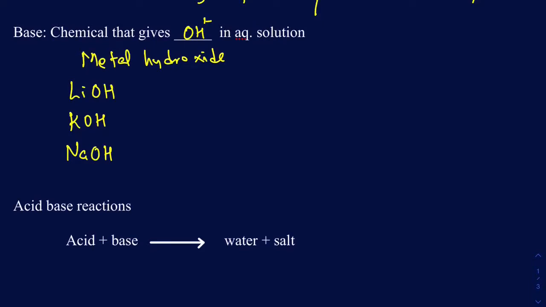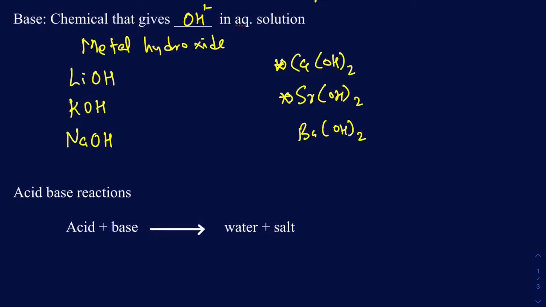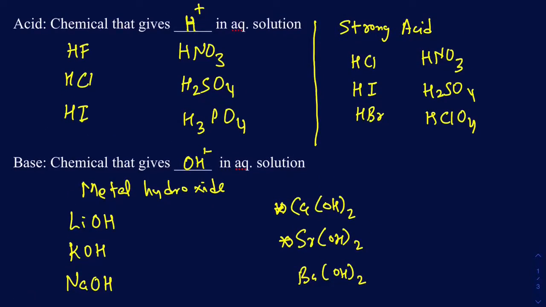In addition to that, you can also have the second group metal hydroxides, for example, calcium hydroxide, strontium hydroxide, or even barium hydroxide. Calcium hydroxide and strontium hydroxide do have some solubility issues. They don't really dissolve much in water, but whatever amount is dissolved is still considered a strong base. So that's your definition of the base. Keep in mind, an acid gives H plus and a base gives OH minus. That's the simplest definition of acids and bases.